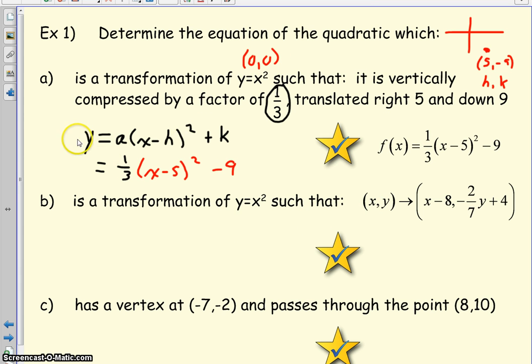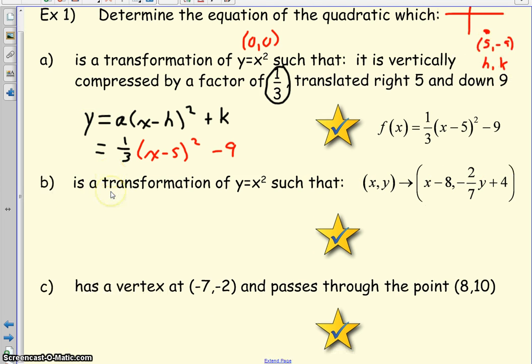The only difference between this one is, of course, it is a function, so you can use function notation instead of y, calling it f of x. Okay, so in the second case, I'm telling you again it's a transformation of y equals x squared. I'm not giving you the transformations, I'm giving you the mapping rule. So it is possible to go straight from the mapping rule to the equation. If you recognize the pattern, you can jump straight to the final answer. But I'm just going to remember the transformations here.